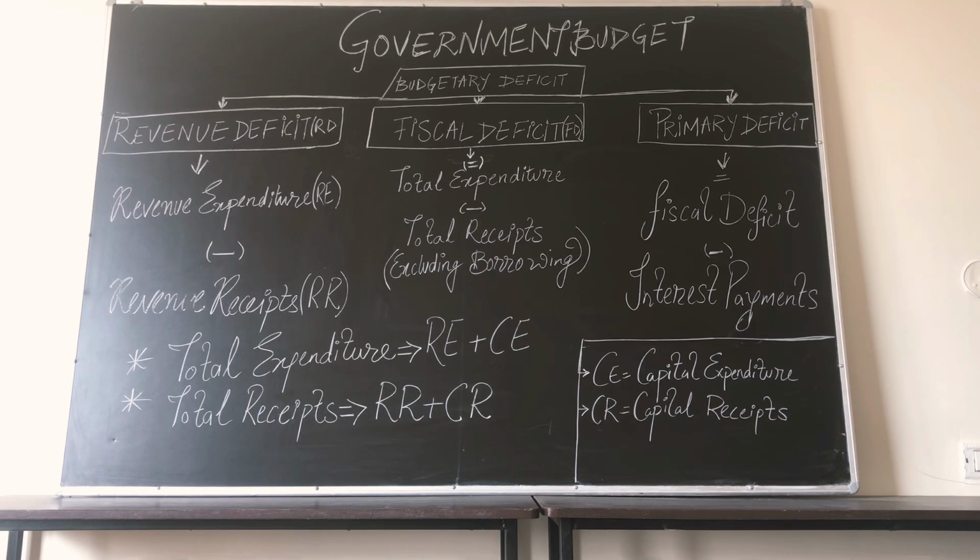And lastly, the formula. Revenue deficit equals revenue expenditure minus revenue receipts, or when revenue expenditure is greater than revenue receipts. And the formula for fiscal deficit is when total expenditure is greater than total receipts. Total expenditure equals revenue expenditure and capital expenditure, and total receipts equals revenue receipts plus capital receipts.